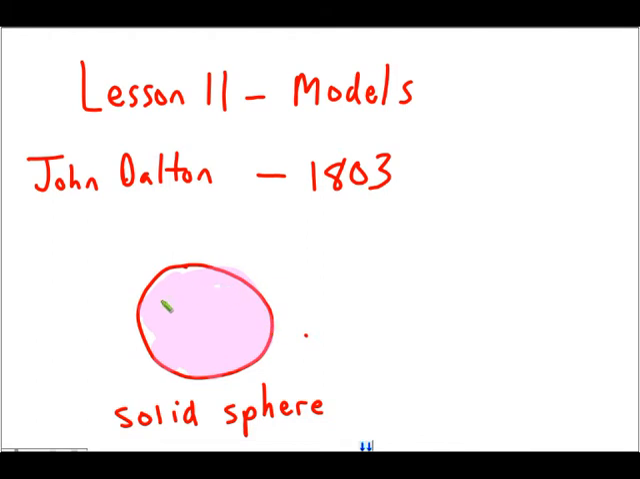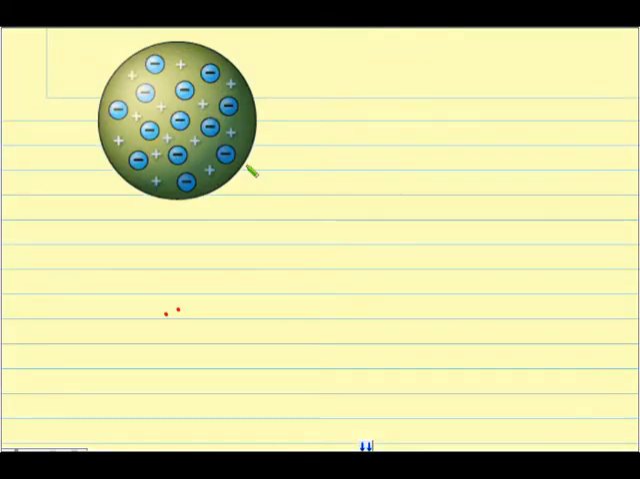I want to walk you through just a little bit of lesson 11 today, to help you gain a better understanding of the experiments at hand. The next model didn't come for a little over 90 years. We're looking at 1897, when J.J. Thomson proposed the plum pudding model.